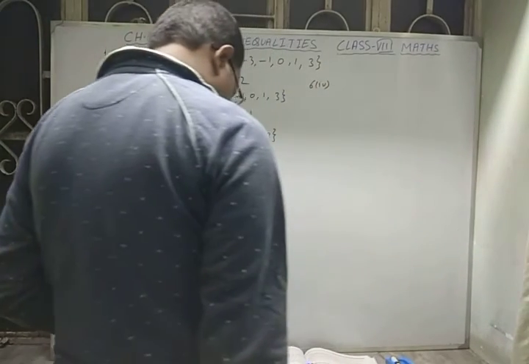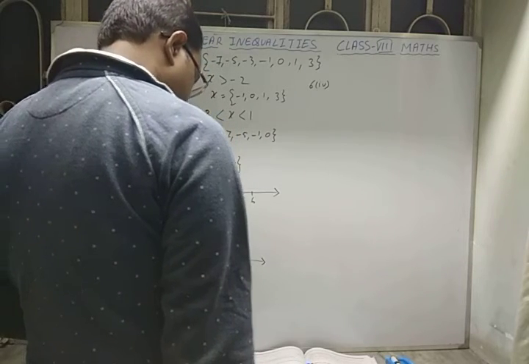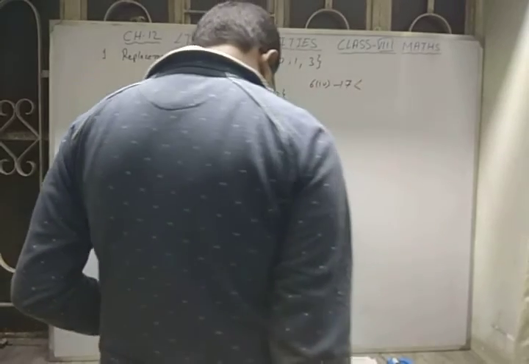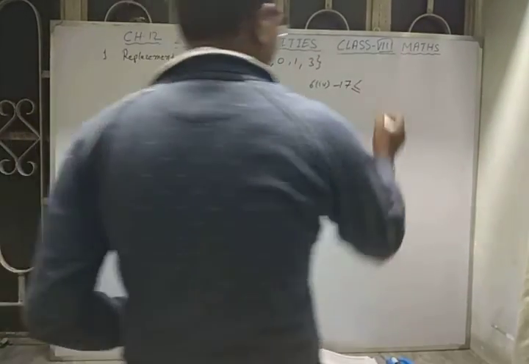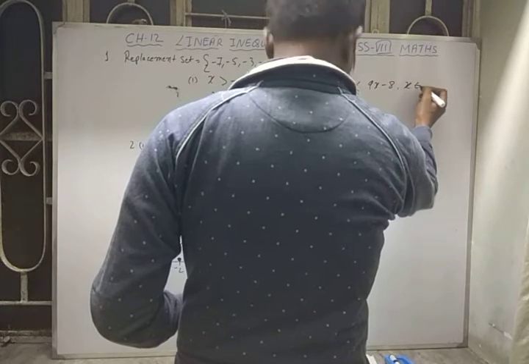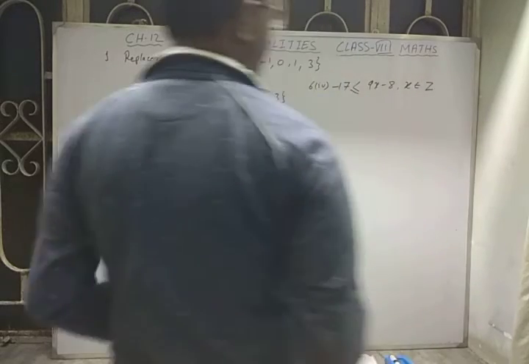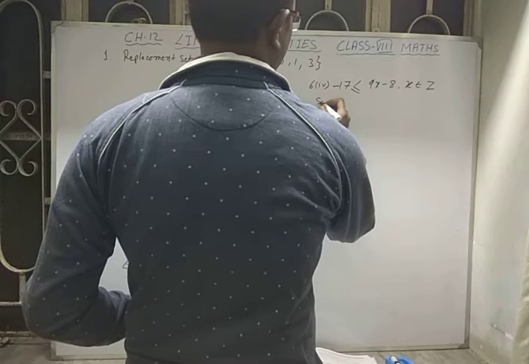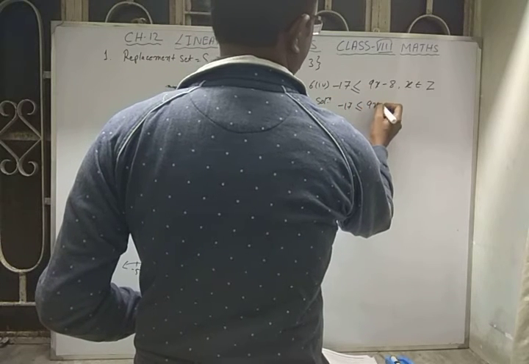First we will write the equation. The inequation given is minus 17 less than or equal to 9x minus 8, where x belongs to Z. Z stands for integers. First of all, write the inequation and start the solution. So minus 17 is less than or equal to 9x minus 8.